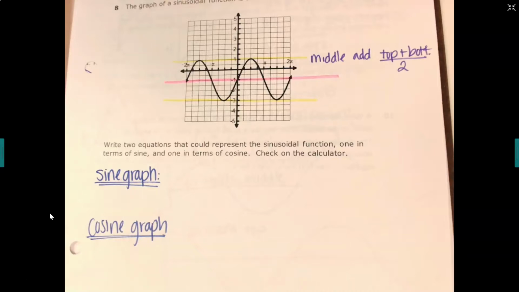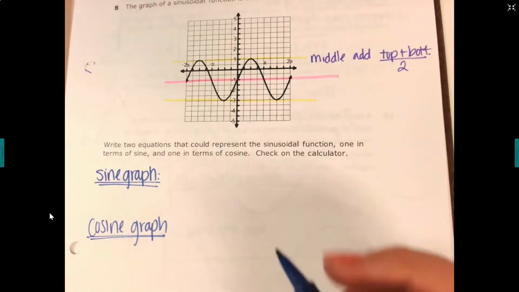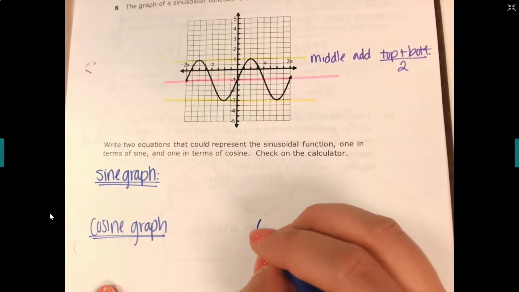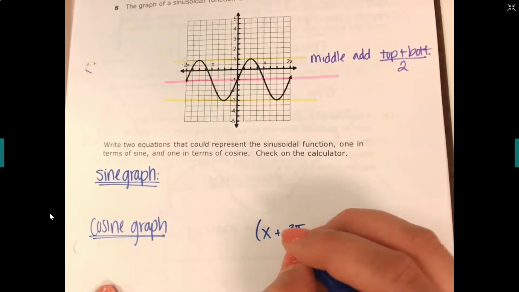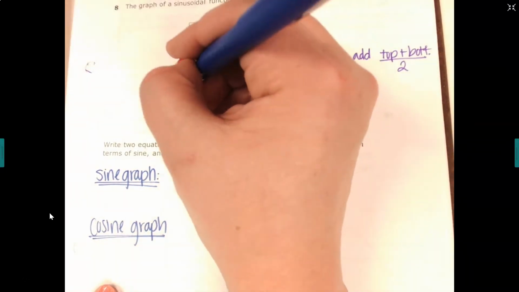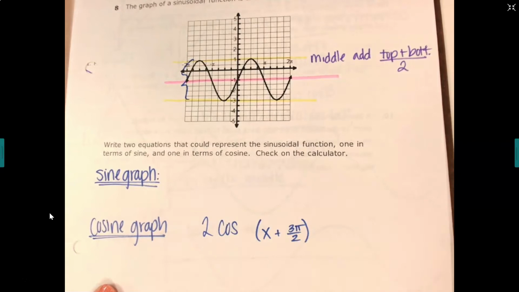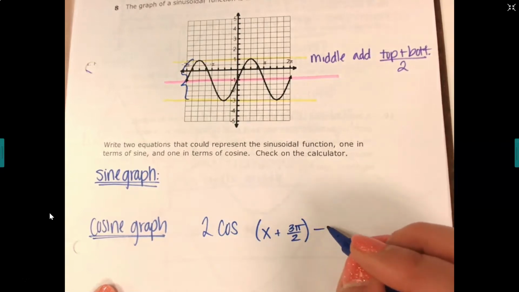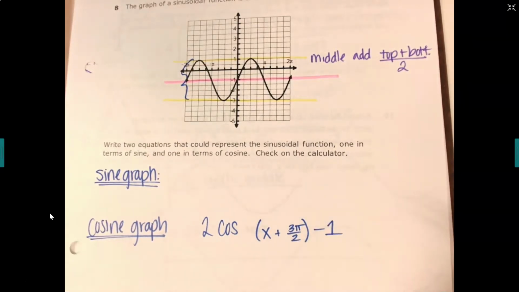So what would I put in parentheses with x for cosine if I only want to move it back 3 pi/2? I would do x plus 3 pi/2. Put your little cosine. But then do either of the other numbers change? No. How far is it still stretched? 2. And where did I still move the middle? -1. So neither of those should be changing. Okay?